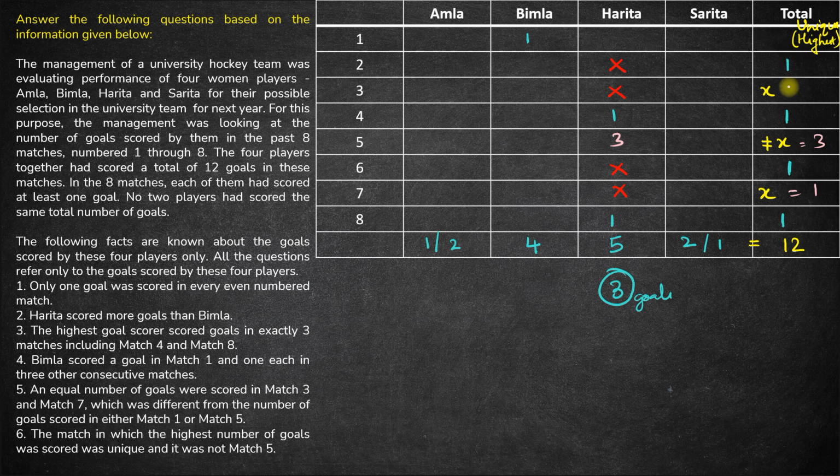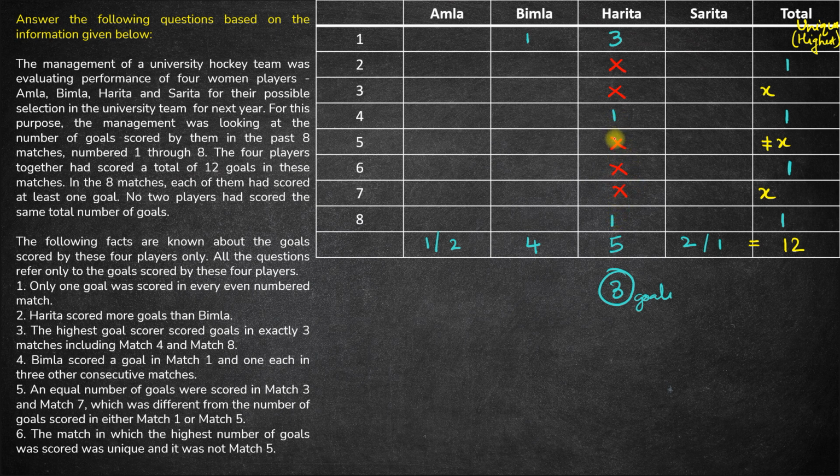That means 3 goals scored by Harita cannot be in this particular match. So the 3 goals scored by Harita can only be in this match, and Harita does not score in match 5. So Harita, who is the highest goal scorer, scores in exactly 3 matches, 3 goals in first match and 1 goal each in 4th and the 8th matches.